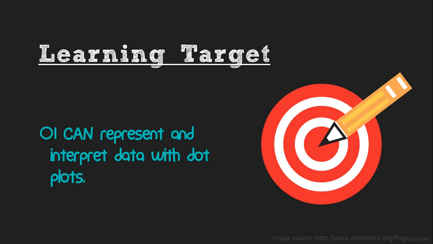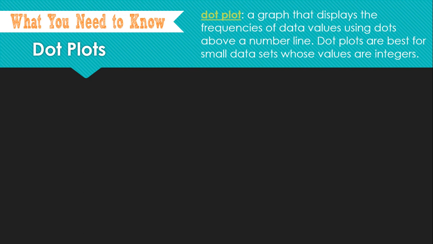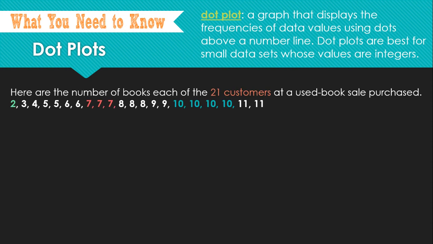In this learning target, we're going to be able to represent and interpret data with dot plots. So what do we need to know? A dot plot is a graph that displays the frequencies of data values using dots above a number line. Dot plots are best for small data sets whose values are integers.